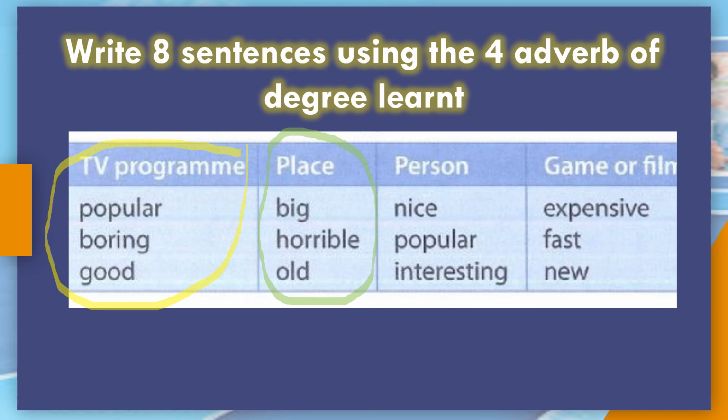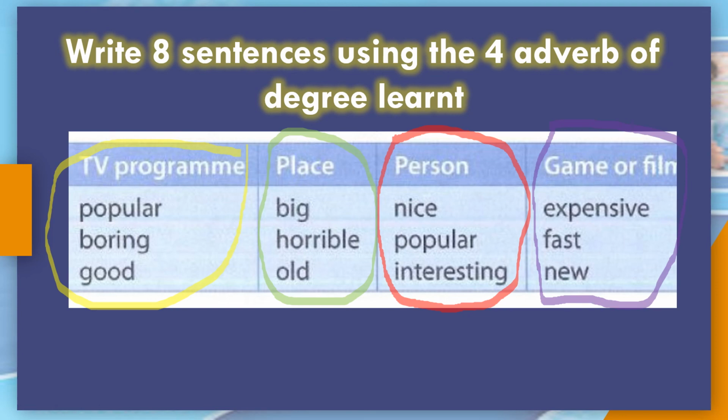And then for person, you can talk about somebody, anyone. You can say a name as well. For this one, you can use the adjectives nice, popular, and interesting. And the last one, for game or film, you can use the words expensive, fast, or new. Okay, so I want you to make 8 sentences. Use the 4 adverbs of degree just now.